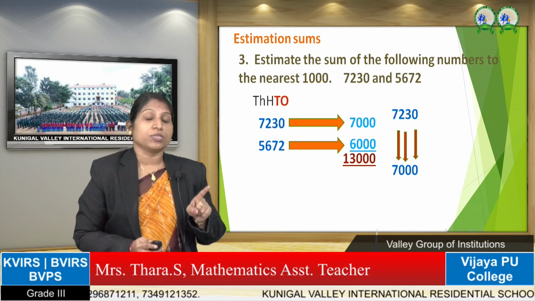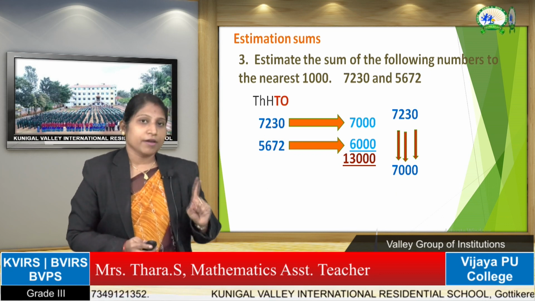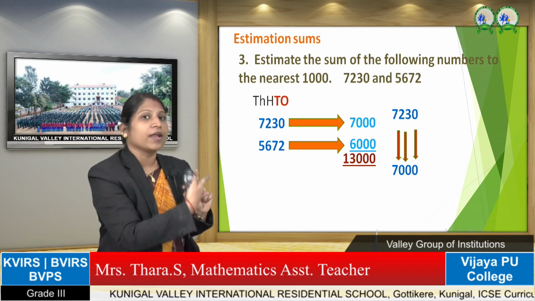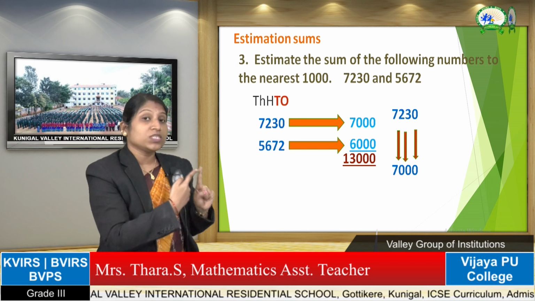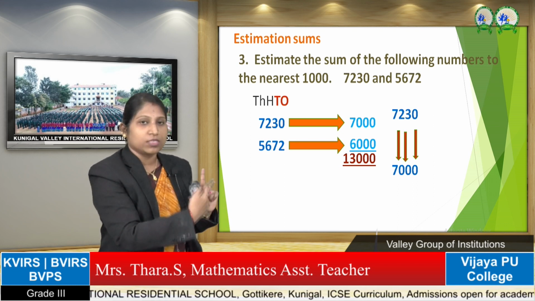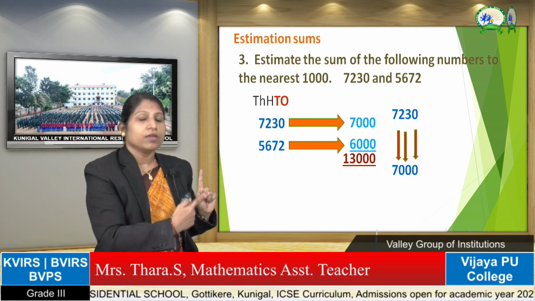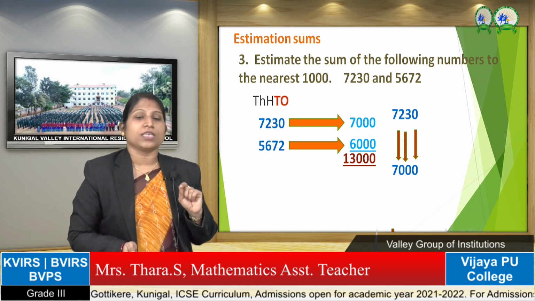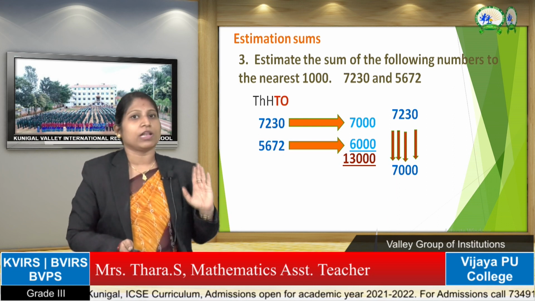Now you are going to estimate at the thousands place, so you have to check the next digit, the hundreds place digit, to see whether it is more than 5 or less than 5. We have a 2 there. 2 is less than 5. So it stays the same: 7 is there, so 7 only will come.